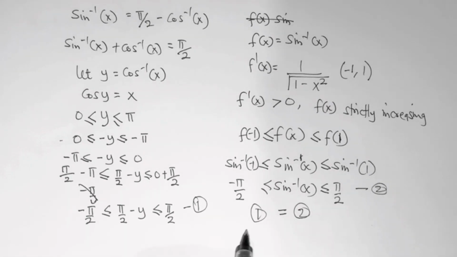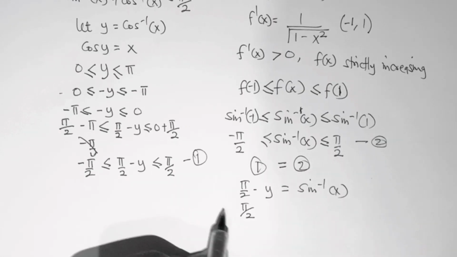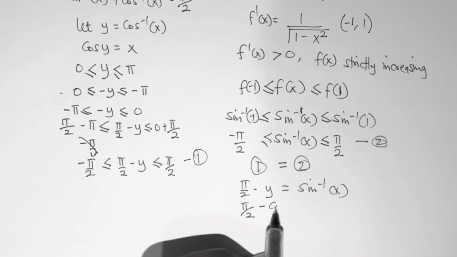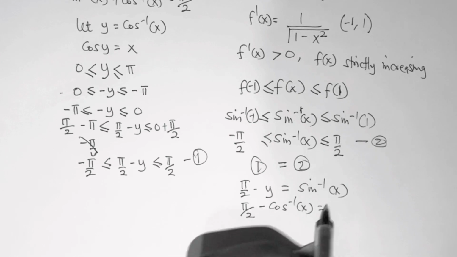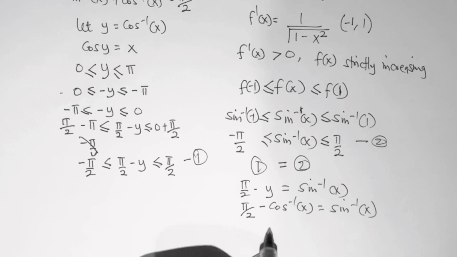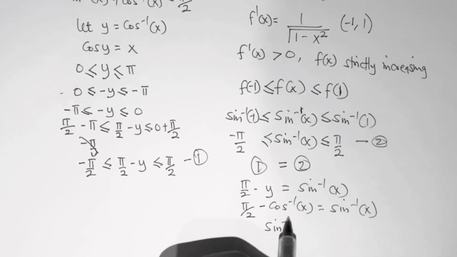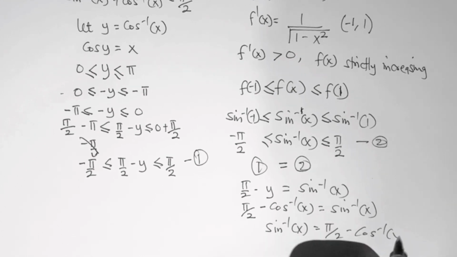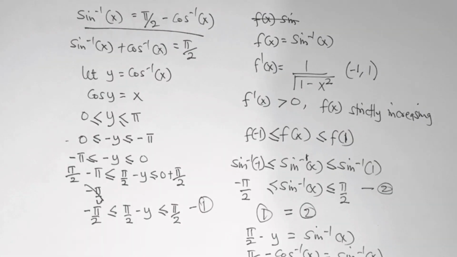So what it means is that pi on 2 minus y is equal to sine inverse of x. Now, what did we say y was? Y is equal to cos inverse of x. So pi on 2 minus cos inverse of x is equal to sine inverse of x. This implies that sine inverse of x is equal to pi on 2 minus cos inverse of x, and that is exactly what we were supposed to prove.